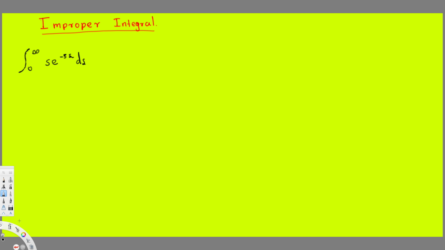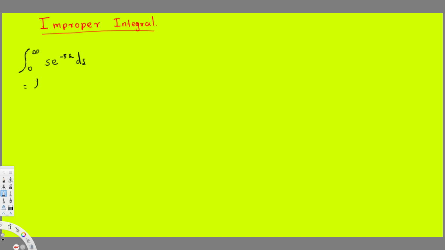Let's do this problem right here. We have this function right here. Let's see how we can integrate this one. So to do this one, what I have to do, first of all, I take this infinity and put it as a limit. So that's the first thing we do.